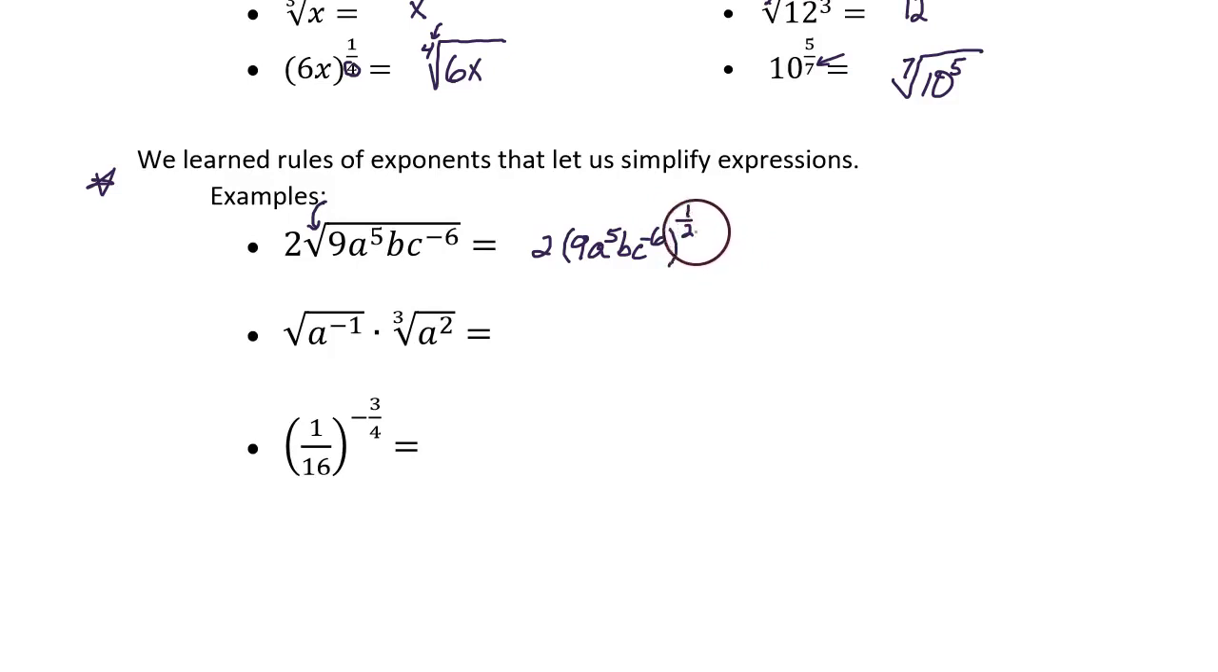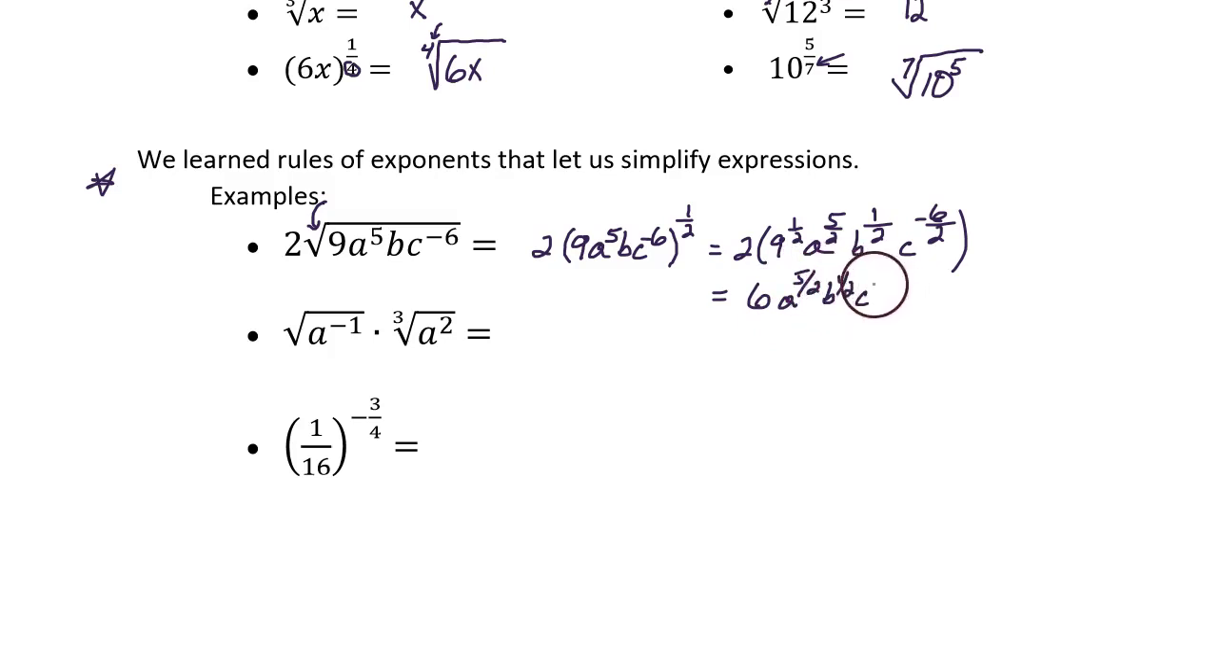Then we can use our exponent rule where you distribute that power to everything on the inside of the parentheses. So we have 2 times 9 to the 1/2, and then a to the 5/2, and then b to the 1/2, and c to the -6/2. Let's figure out what this makes. 9 to the 1/2 is 3, and 2 times 3 is 6. Then a to the 5/2, b to the 1/2, and c to the -3.